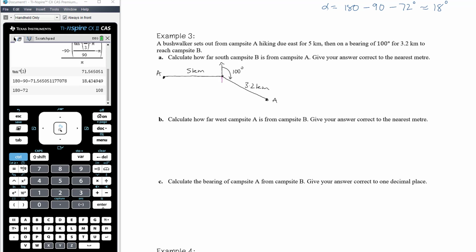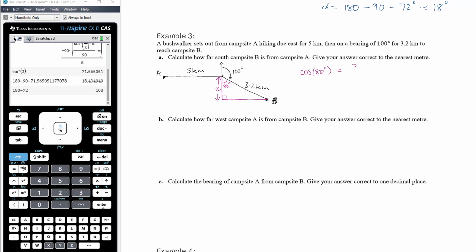Okay, so again, thinking about a suitable right-angled triangle. Using the 100 degrees, we can work out that this must be 80 degrees in the triangle. We want to know how far south. That's the length we're trying to find there. How far south is campsite B from A? So we need to find that distance x. We can use this purple triangle to do that. 80 degrees, x is the adjacent side, 3.2 is the hypotenuse, so we need cos.